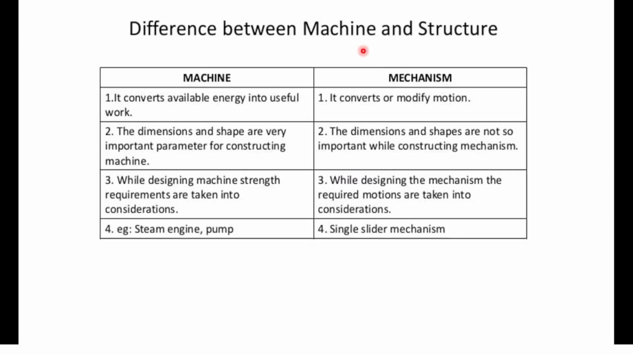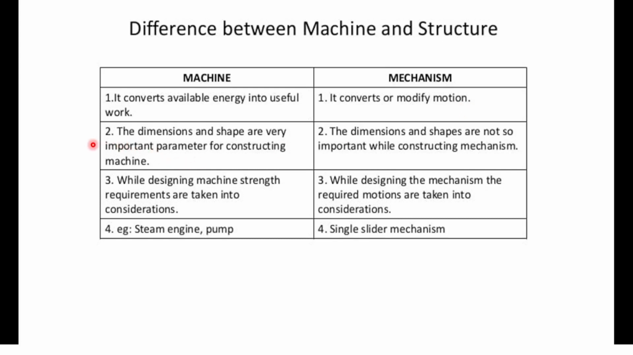Then we will see about the mechanism, and how it differs from a machine. A machine converts available energy into useful work, whereas a mechanism converts or modifies the motion, right? In the wiper we have seen the circular motion is converted into, we can say, oscillating motion, right?